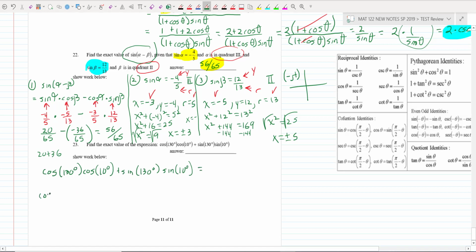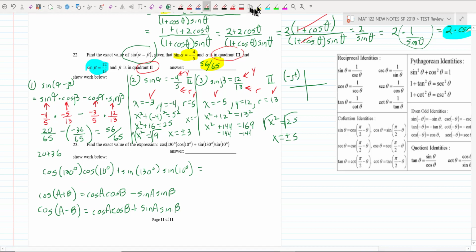So we have these two identities. We have the cosine of a plus b is equal to cosine A, cosine B, minus sine A, sine B. We also have this identity, cosine of A minus B, is equal to cosine A, cosine B, plus sine A, sine B. So this follows this exactly. See, it's got the plus sign right there, but it's also got the cosine, cosine, sine, sine. So you're doing this in reverse.